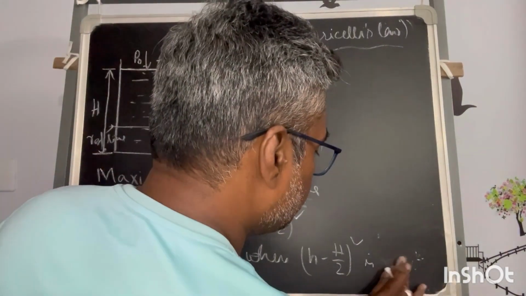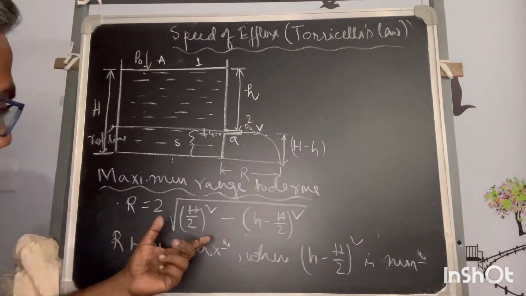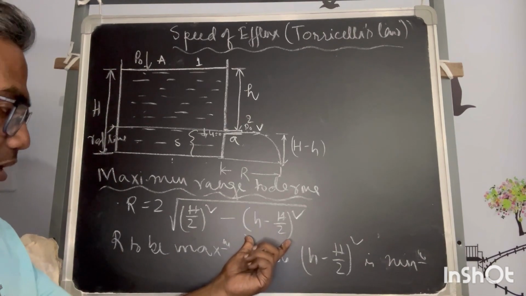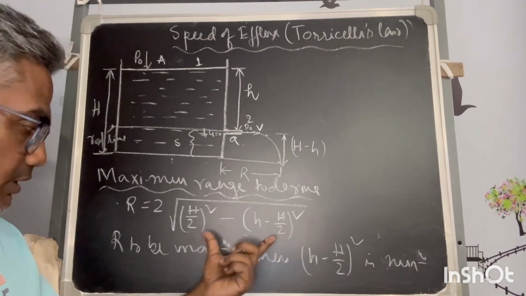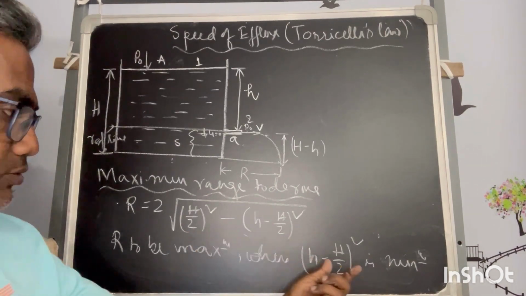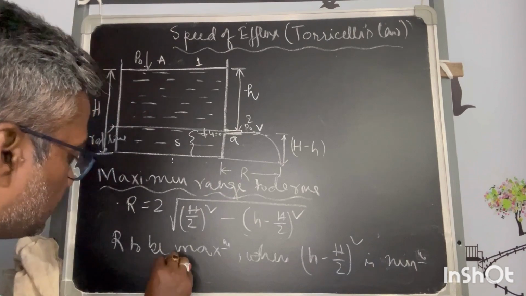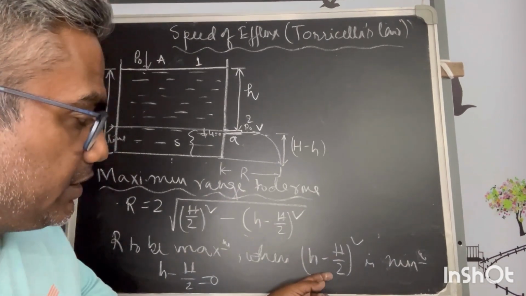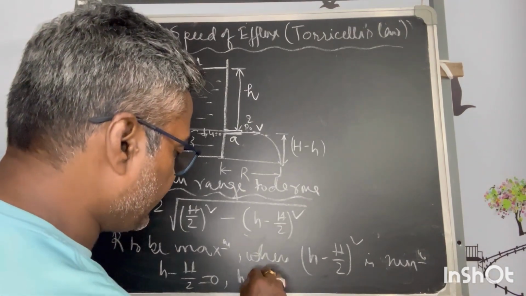sorry, when h by 2 is minimum, then only this whole part will be maximum. If this is minimum, I will deduct less to get the maximum. When it is the minimum one, I will get the maximum of it. So this must be minimum, and as it is a whole square, the minimum value must be equal to 0 only, it cannot be negative because it is a whole square. This must be 0.